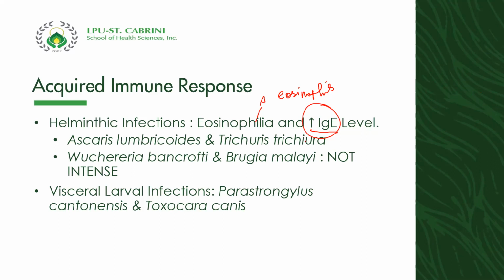So this is what I'm telling you a while ago. Visceral larva migrans. The visceral larval infection, VLM ang tawag natin dyan. We call it VLM, visceral larva migrans. So sino yun? Parastrongylus cantonensis and we have your Toxocara.